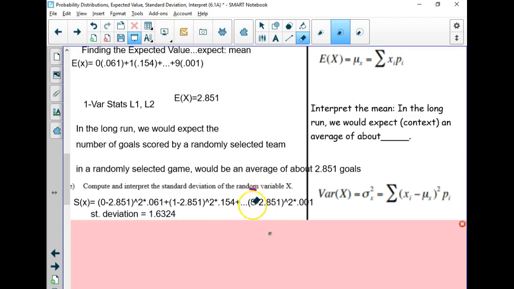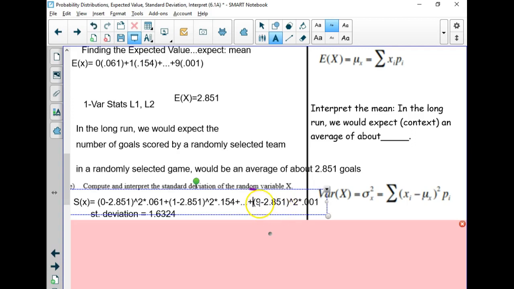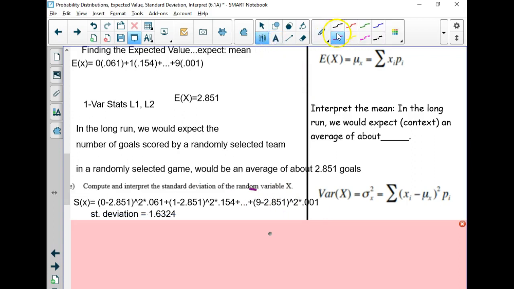Then I take 9. That's my last observation. And I should have another little plus in here just to be technical. Let me do that real quick. 9 is my last observation, minus the mean of the distribution, 2.851. So 9 minus 2.851. Square it. You can see the square there. Times the probability of 9. Finally, what I need to do is make a square root over it. So I'm going to put the square root of all of this. Wow, that's really messy, but you get the hint.